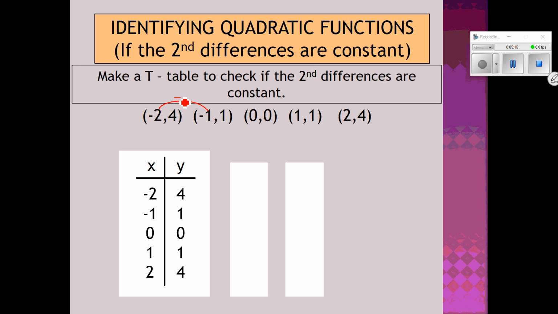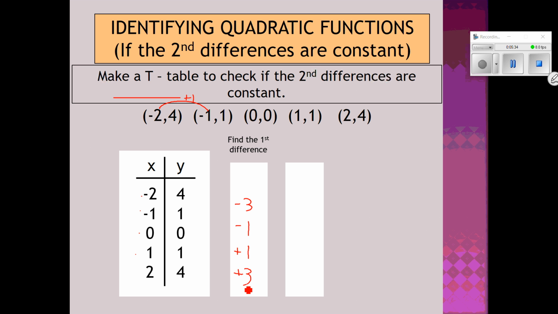You have to add 1 each time, it's going up by 1, so that's good. For the y's, we would check the differences. 4 to 1 is a -3. 1 to 0 is a -1. 0 to 1 is a +1. 1 to 4 is a +3.